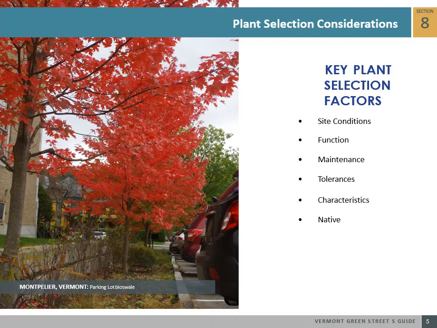Another key plant selection factor is maintenance. Most importantly, throughout the selection of plant material for a green street, keep things simple so that they can be easily maintained by those who will have the task. Understanding the long-term maintenance needs is critical to facilitate the selection of the right plants. Regardless of plant selection, all plantings will require maintenance, especially in the early years of establishment.